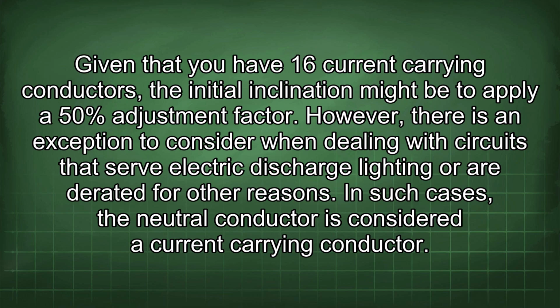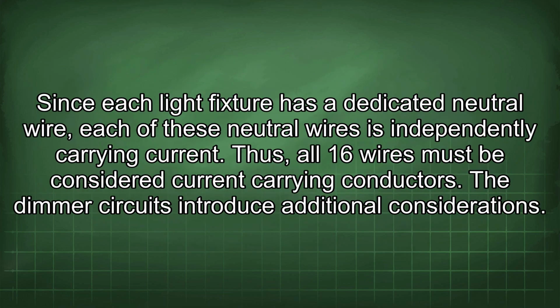However, there is an exception to consider when dealing with circuits that serve electric discharge lighting or are derated for other reasons. In such cases, the neutral conductor is considered a current carrying conductor. Since each light fixture has a dedicated neutral wire, each of these neutral wires is independently carrying current. Thus, all 16 wires must be considered current carrying conductors.